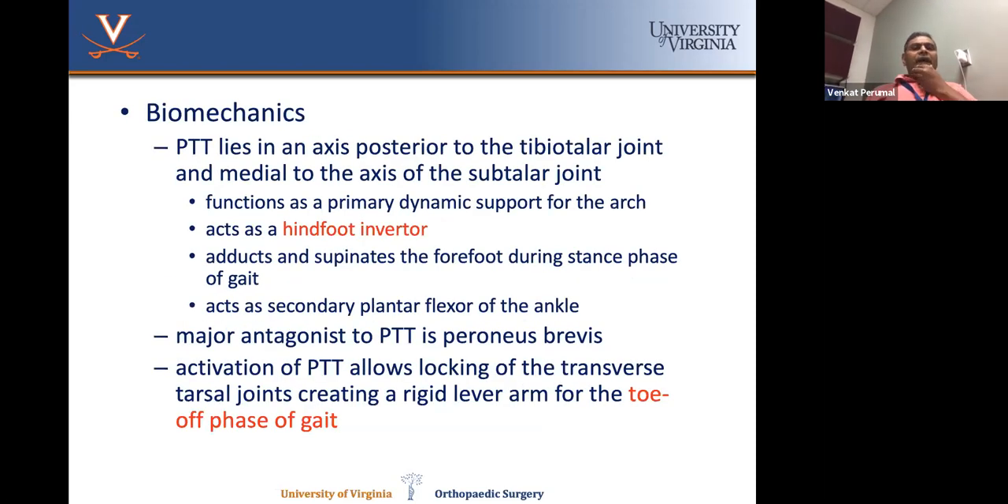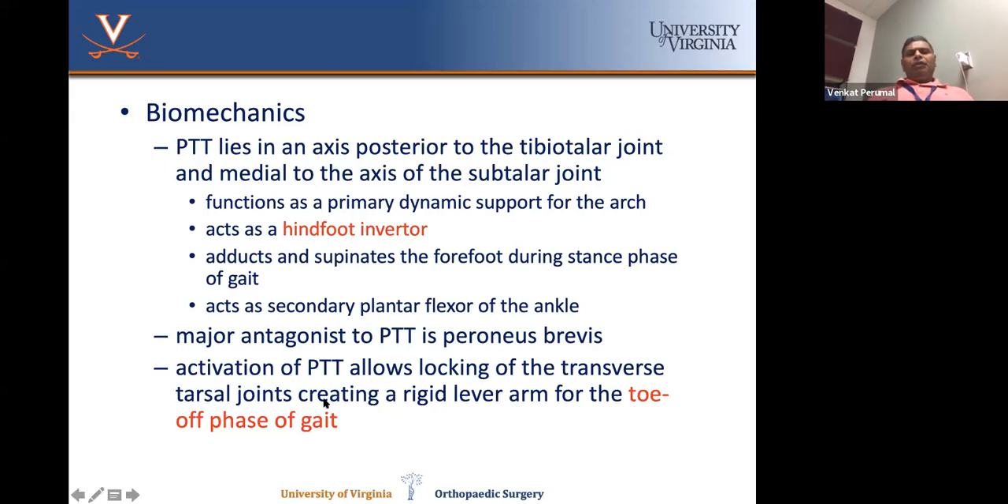A little bit about the biomechanics of the tendon. The tibialis posterior tendon lies posterior to the axis of the tibio-talar joint, and it comes down posterior to the medial malleolus and on the medial aspect of the subtalar joint. The axis of the tendon is posterior to the ankle joint and medial to the subtalar joint. It is a powerful inverter of the hindfoot. So inversion is mainly by this tibialis posterior tendon.